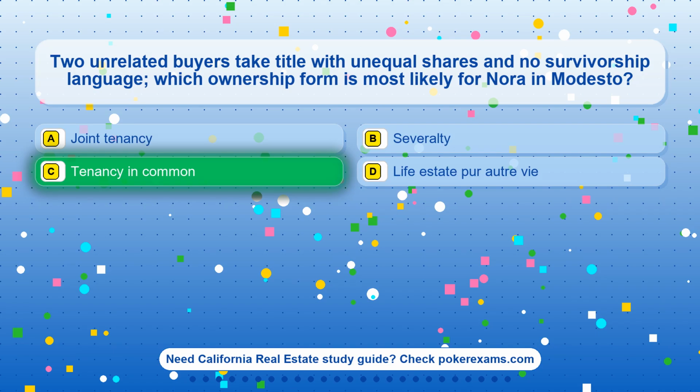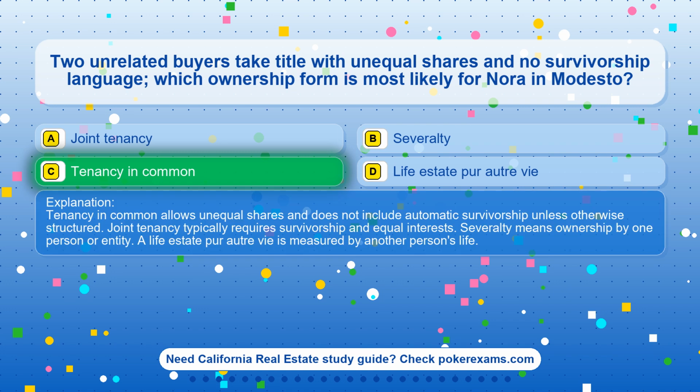The correct answer is option C, tenancy in common. Tenancy in common allows unequal shares and does not include automatic survivorship unless otherwise structured. Joint tenancy typically requires survivorship and equal interests. Severalty means ownership by one person or entity. A life estate per autre vie is measured by another person's life.